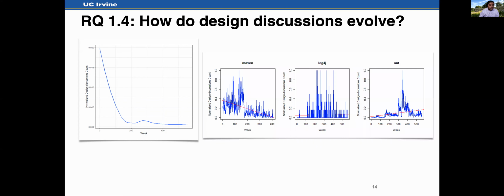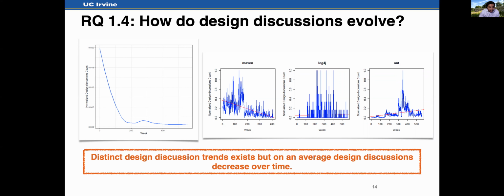When comparing the individual projects, among 37 projects, we found three different trends. A decreasing trend was shown in 56% of the projects. Maven is an example, which is shown on the left side. A constant trend was shown in 29% of the projects, and Log4j shows an example of such a trend. An increasing trend was found in 13% of the projects, and Project Ant shows an example of such a trend. So distinct design discussion trends exist, but on average, design discussions decrease over time.